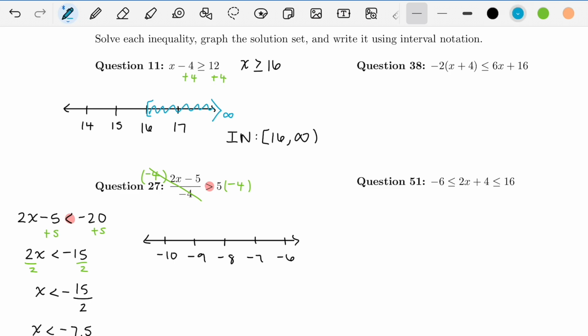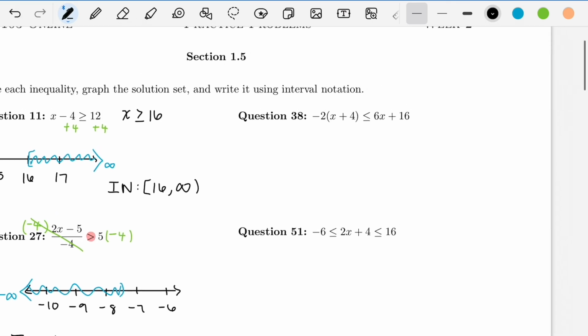So graphing this here, we're going to look at -7.5, put a parenthesis there, and then it's going to be all values that are less than that. So we're moving in this direction here. And then we'll use a big arrow there to indicate that it's all values less than this number, so it's going to continue on forever in the negative direction. So then in interval notation, we're going to use a parenthesis. We're going from -infinity all the way up to -7.5, and we're not including either of those.